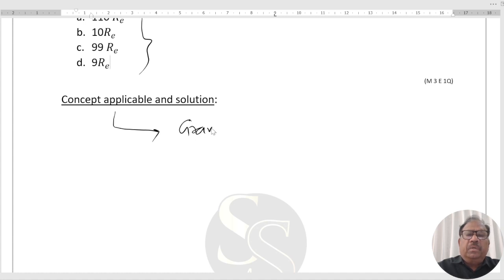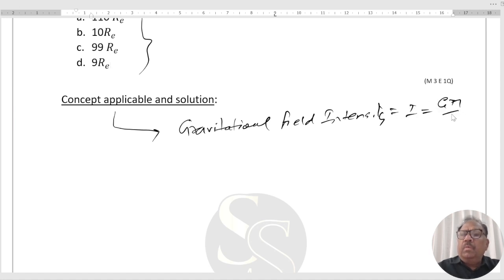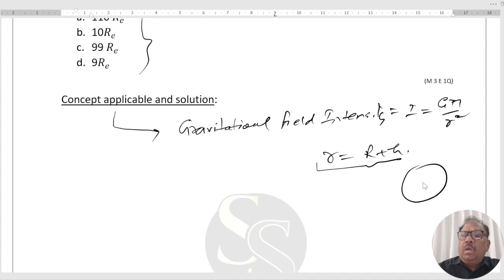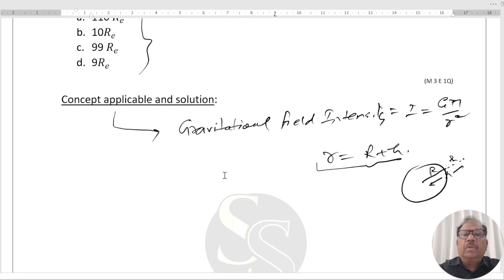Gravitational field intensity, I, is defined as GM upon r square, where r is R plus h. Here R is the radius of the Earth, this is h, and this is small r.